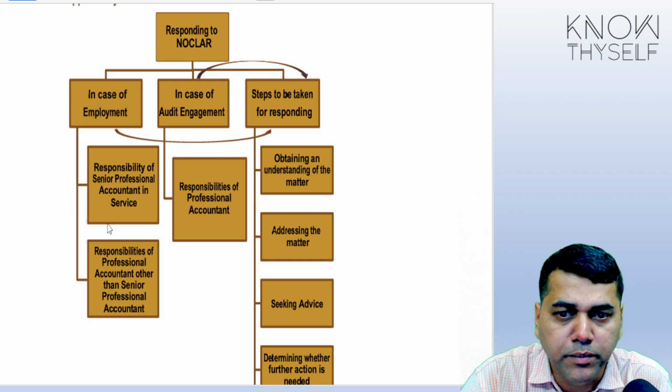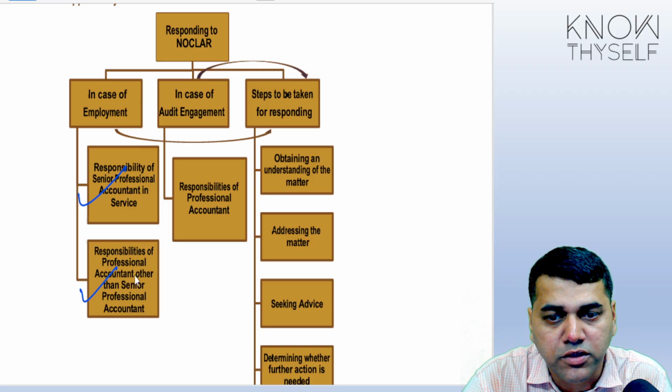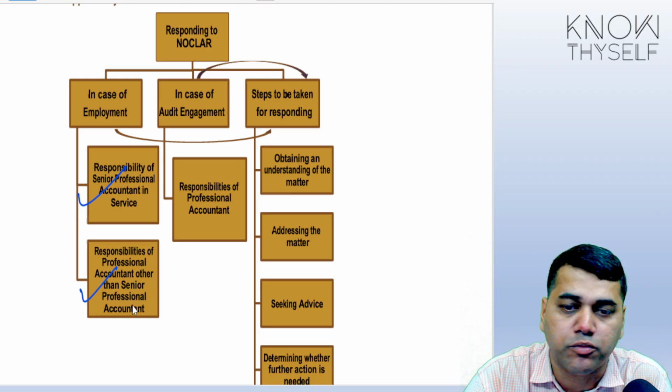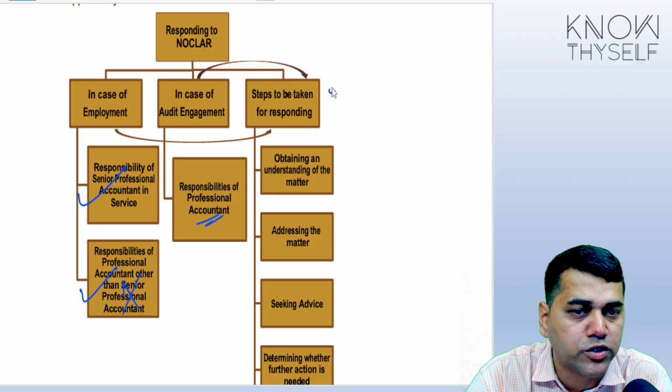In case of employment, it is applicable for accountants in service, other than the responsibility of the professional accountant, other than senior employees. For employees other than senior employees, it is not applicable. In case of audit engagement, it applies to all the professional accountants. So what should be your steps?